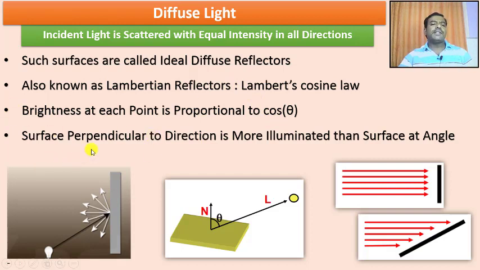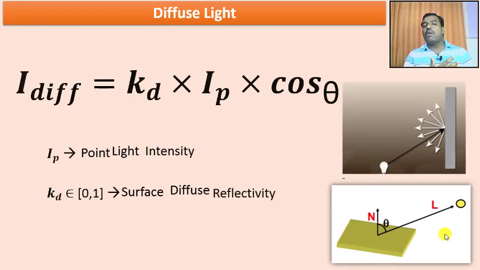And the surface perpendicular to the direction is more illuminated than the surface at an angle. That is, if I am going to have a perpendicular surface for the rays, it will be more illuminated than the surface where the rays form an angle with the surface. Hence this is what you need to understand when you're going to have diffuse light.